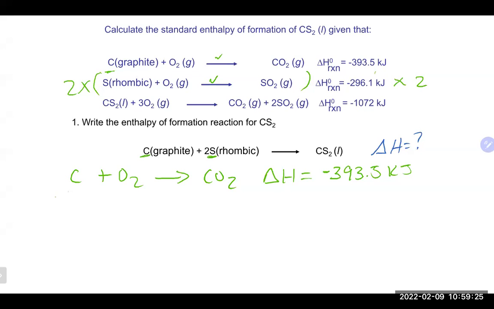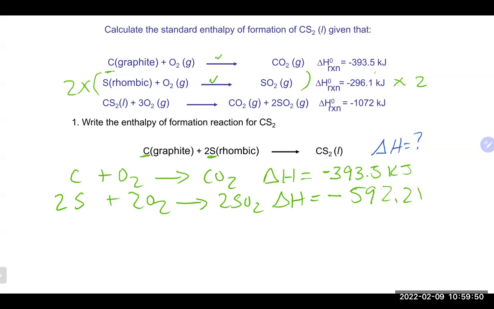So I will have 2 sulfurs plus 2 oxygens, and carrying that 2 to the other side, 2 SO2. My delta H value again now changes. So we're going to take the 296.1, times it by 2, and it's still going to remain negative. So it's negative 592.2 kilojoules. Again, that's what we get when we multiplied those together. Any questions on that there?